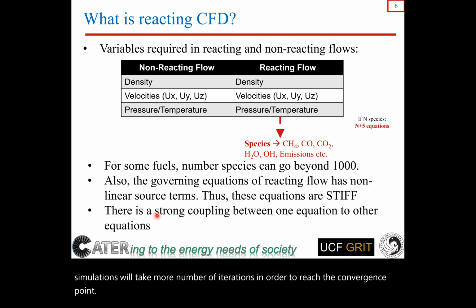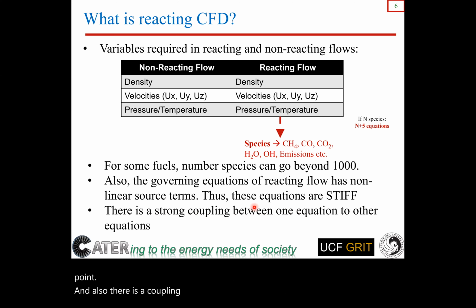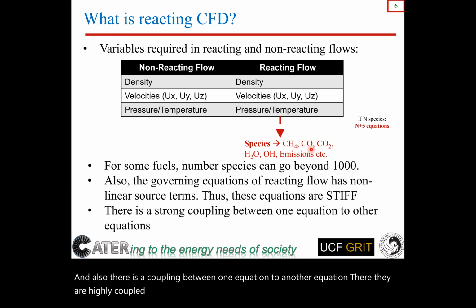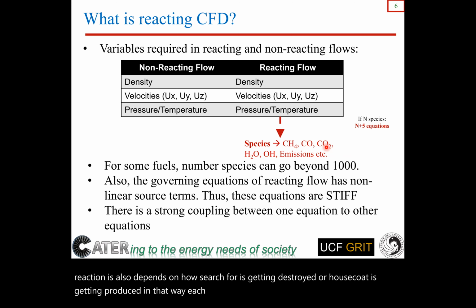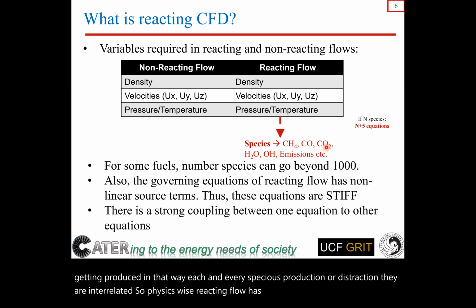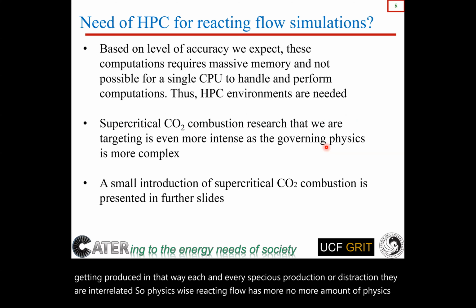And also there is a coupling between one equation and another equation. They are highly coupled. For example, how CO, carbon monoxide, is formed in a reaction also depends on how CH4 is getting destroyed or how CO2 is getting produced. In that way, each and every species' production or destruction is interrelated. So physics-wise, reacting flow has more physics that we need to solve.